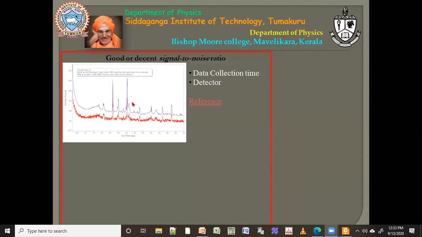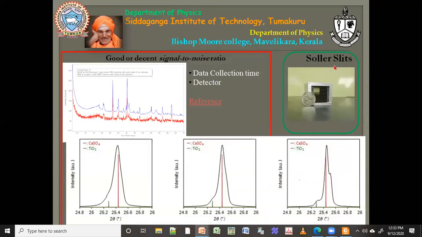Next, solar slits. What happens if I use solar slits? There are three different examples here. The first one is with a wide gap. Solar slits are nothing but copper plates, or thin copper foils, stacked one above another. Normally they give you two or three solar slits with a diffractometer. The only difference is that the gap between these foils will be different.